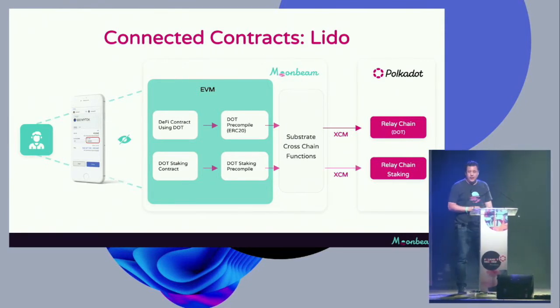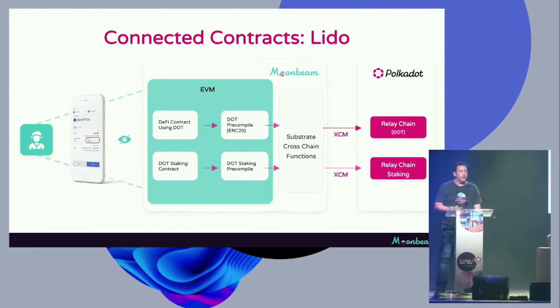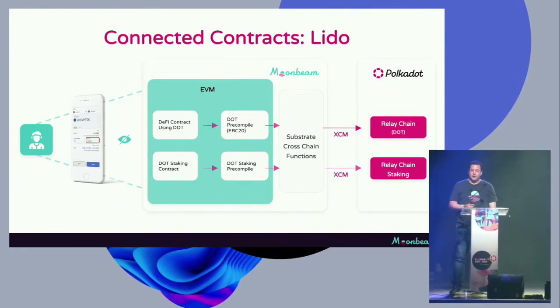You can use this today. It's a liquid staking protocol. So you can deposit DOT into Lido on Moonbeam and get back stDOT, which is the liquid staked version of that. So it's kind of a token that represents the staked position of DOT. It accrues some rewards against it, but it's just a token.